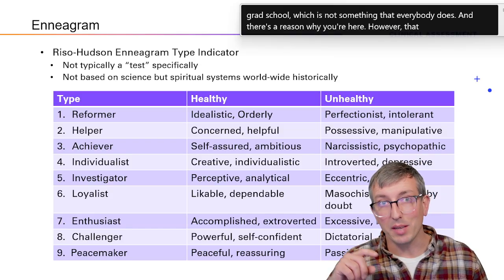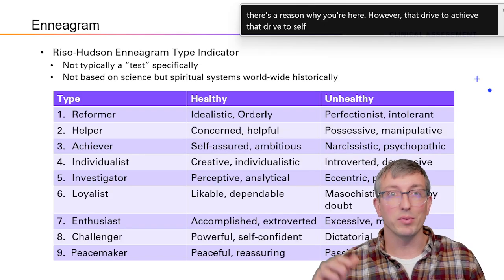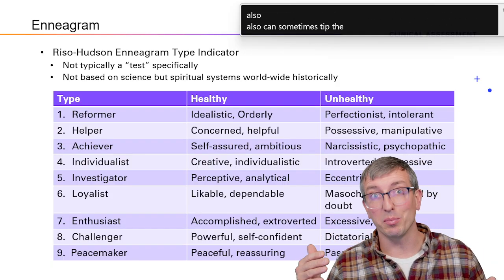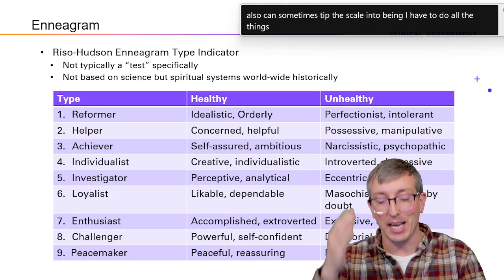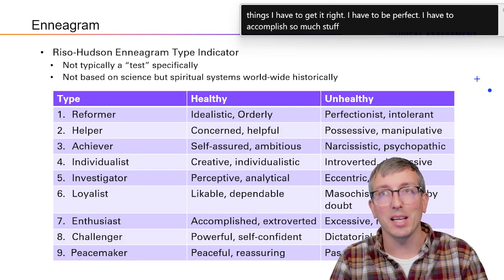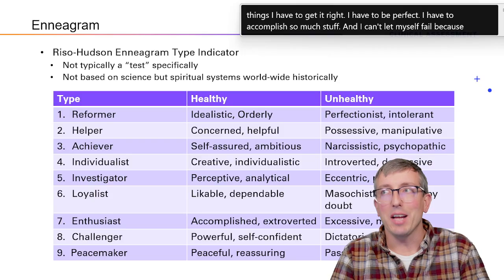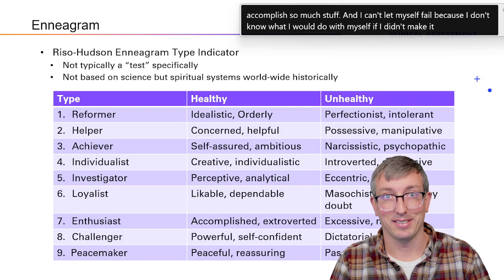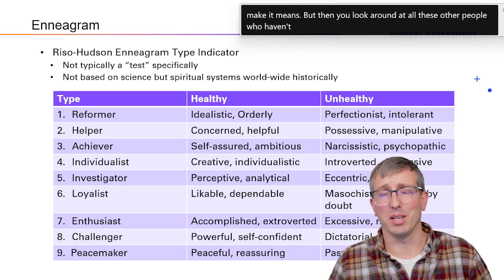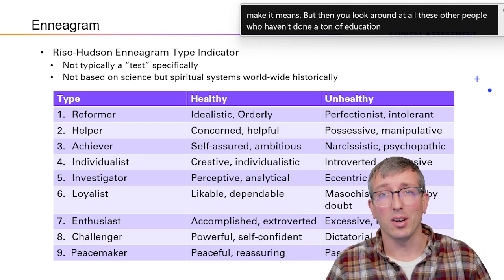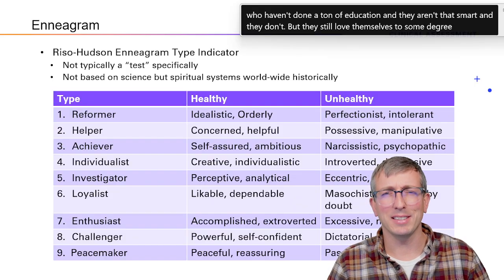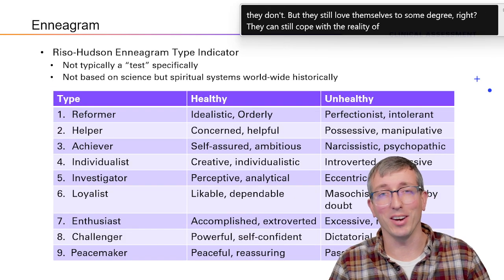However, that drive to achieve, that drive to self improve, that drive to be a better person for yourself also can sometimes tip the scale into being, I have to do all the things, I have to get it right, I have to be perfect, I have to accomplish so much stuff, and I can't let myself fail because I don't know what I would do with myself if I didn't make it, whatever make it means. But then you look around at all these other people who haven't done a ton of education and they aren't that smart, but they still love themselves to some degree, right? They can still cope with the reality of who they are.